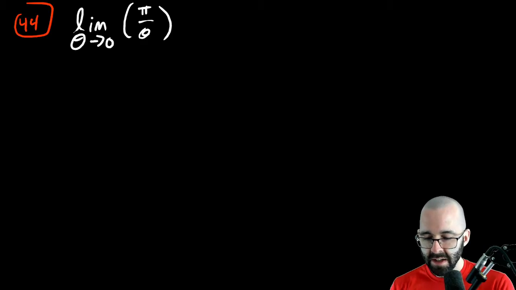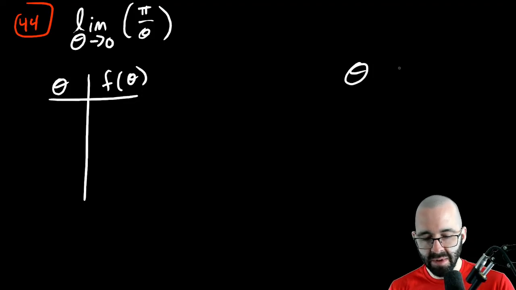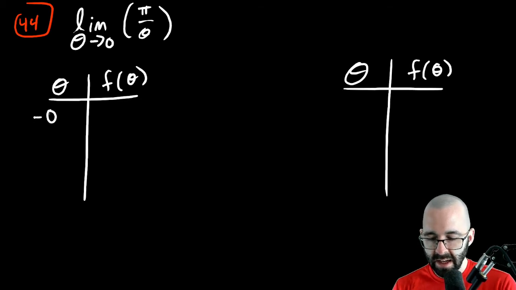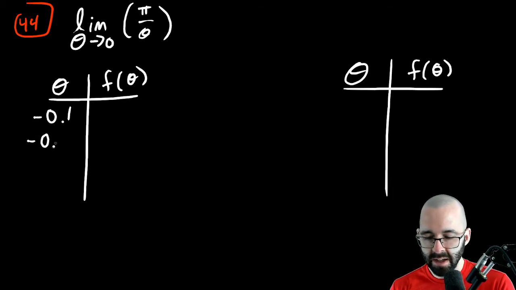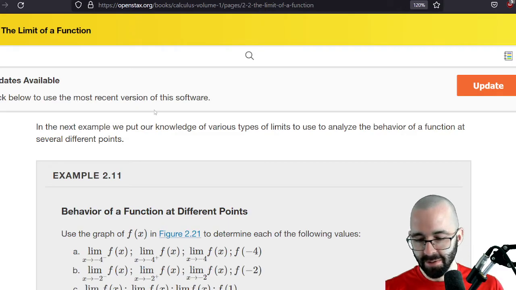All right. So let's look at theta approaching 0 from the left, and what's the function value at theta? Let's do the same thing from the right. And again, we're going to look at negative 0.1, negative 0.01, negative 0.001, negative 0.0001. Now do the same thing for the positives. Pi divided by theta. Let's use a calculator.